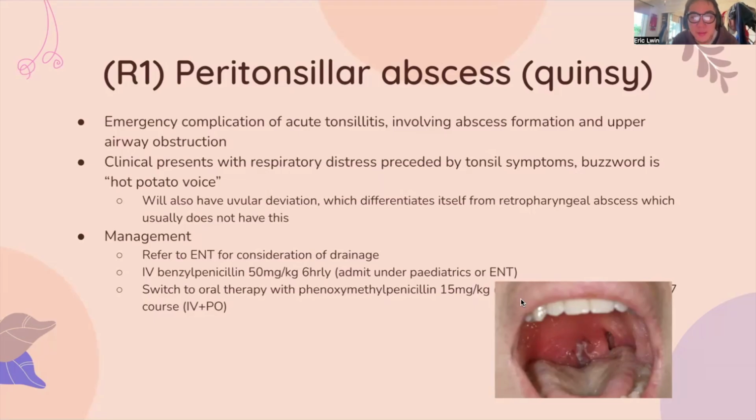The management is, as with any abscess, you want to refer to ENT for consideration of drainage, and also you would want to give IM, IV benzylpenicillin, and admit onto pediatrics or ENT. So essentially, you want to send them to a higher acuity setting, such as an ED.